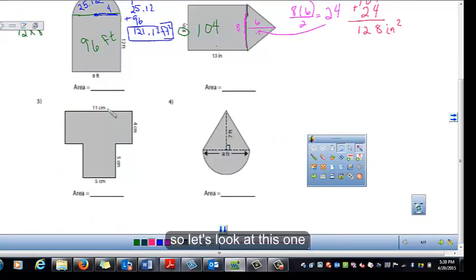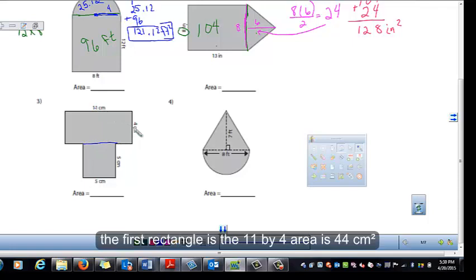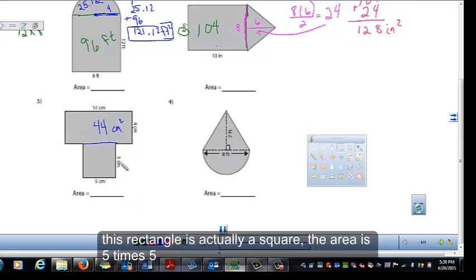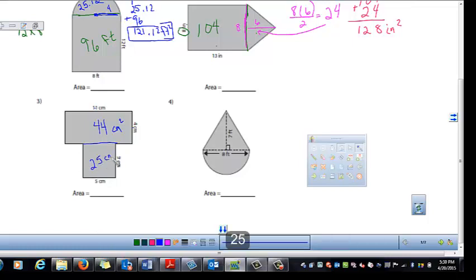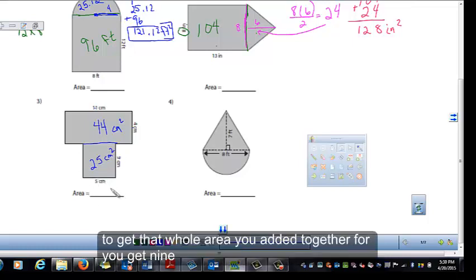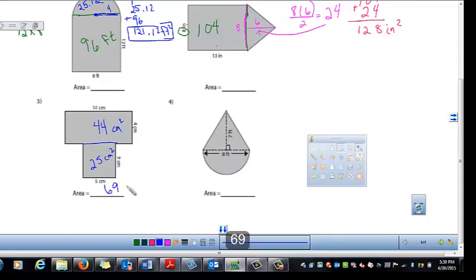So let's look at this one. To me, it looks like I have two rectangles. This first rectangle is 11 by 4, so this area is 44 squared centimeters. This other rectangle is actually a square. The area of a square is 5 times 5, or 25. To get the total area, you would add them together, so you get 69 squared centimeters is your area.